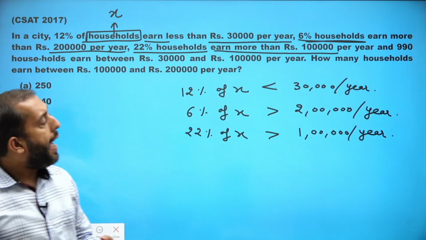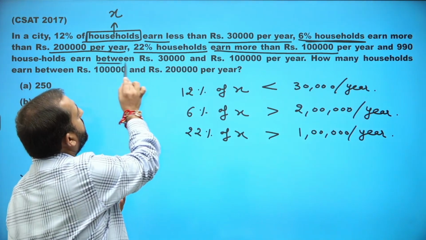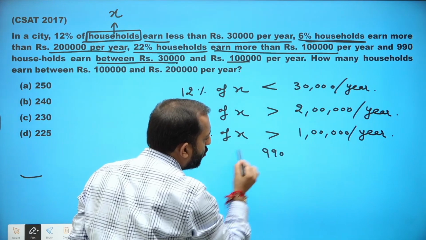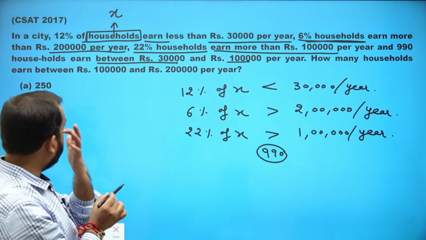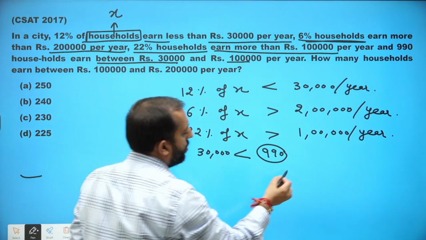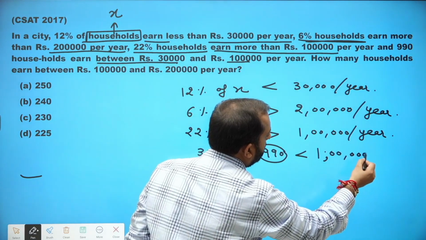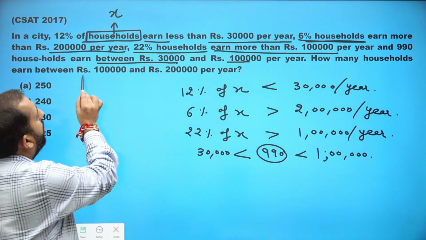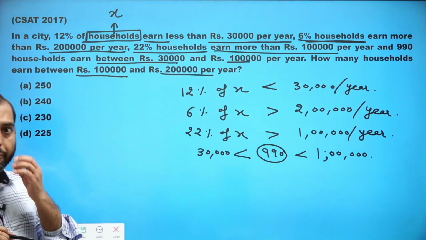And 990 households earn between 30,000 and 1 lakh. So there are 990 households. They earn between 1 lakh and 30,000. Okay, so how many households earn between 1 lakh and 2 lakh per year?